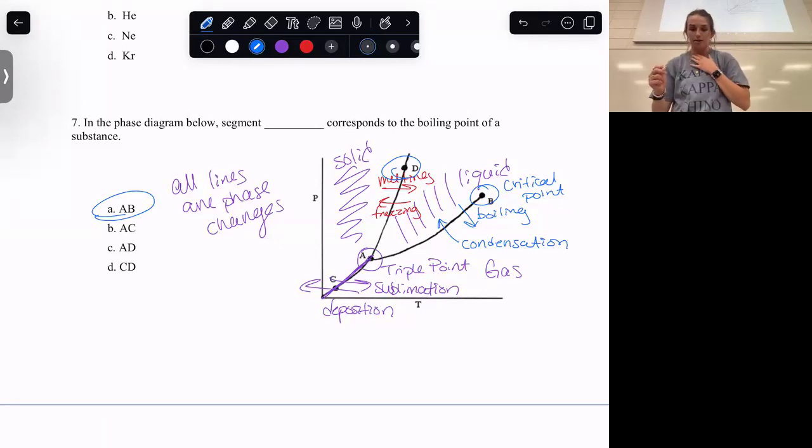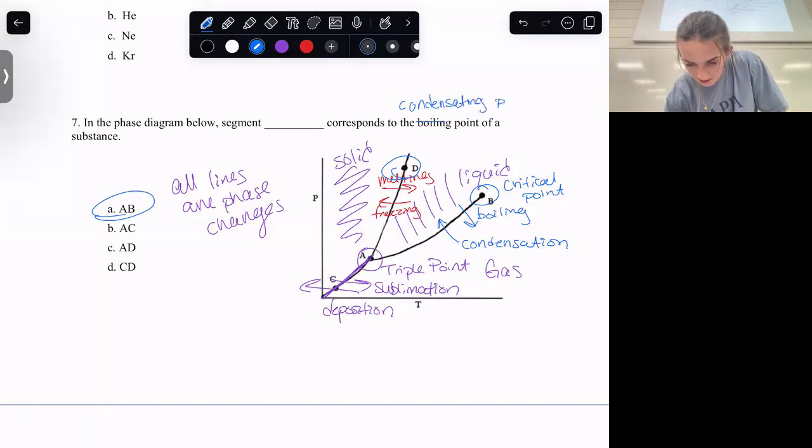Yes, yep, there's two ways that this question could be asked. You could say the phase diagram below, segment AB corresponds to the boiling point, or it could say the condensating point. If you asked either one of those, AB would be the correct answer here. Does that make sense? Okay. You don't have to go from A to B, you have to cross that line in order to do the phase change.